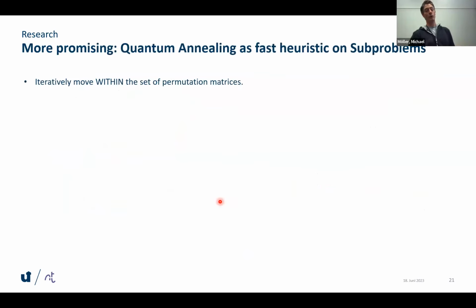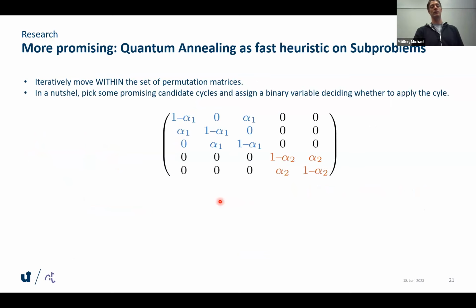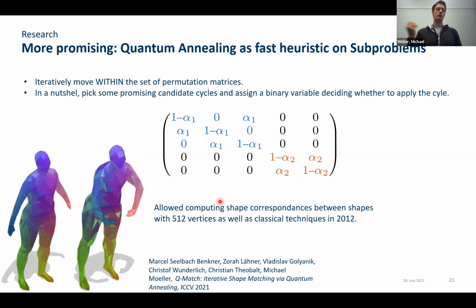And luckily, we were able to find smarter ways. Namely, in order to avoid having to constrain our problem, we rather want to iteratively move within the set of permutation matrices, always asking: do we want to permute these two or leave them as they are, for a couple of candidates? This makes sure we can avoid incorporating these permutation constraints. And this allowed us to go up to reasonable sizes, matching 512 points to 512 points, as good as classical methods were 10 years ago.